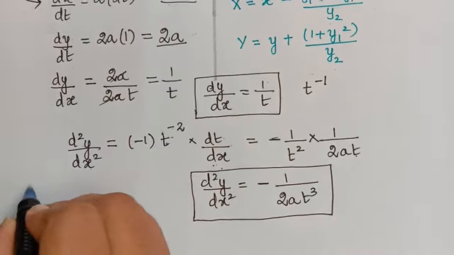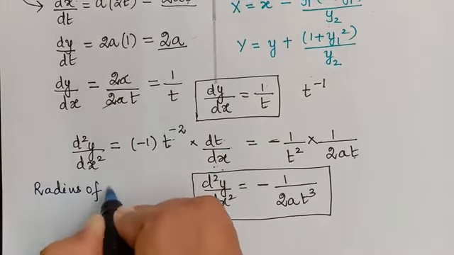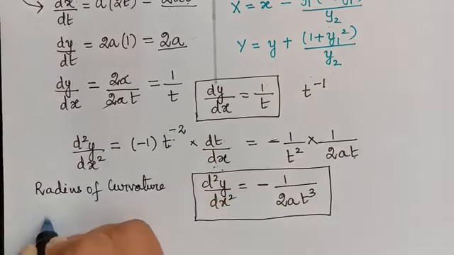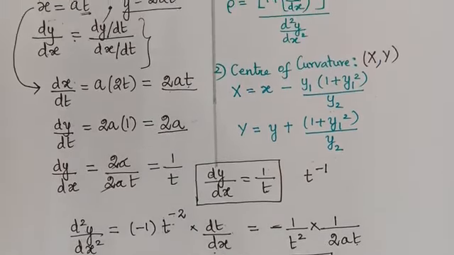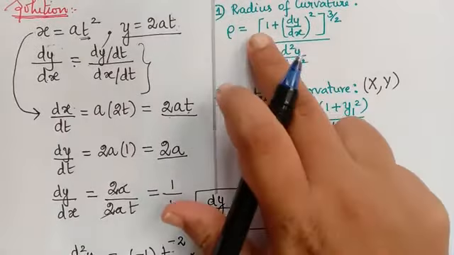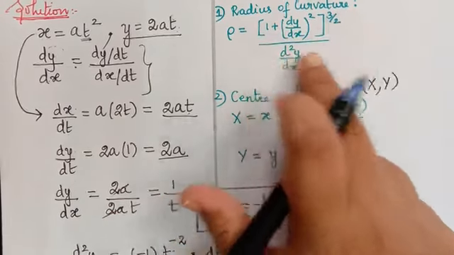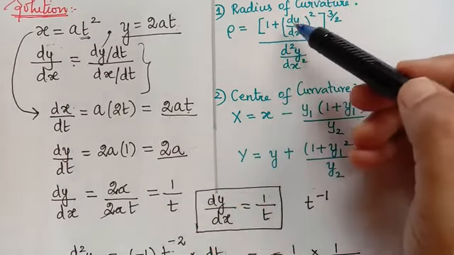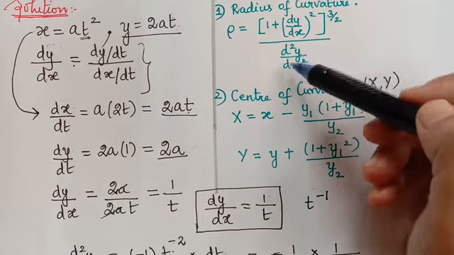So this is our d squared y by dx squared. Next we shall find the radius of curvature. So what will be the radius of curvature? It is given by the formula where rho is equal to, we have already written the radius of curvature formula here, that is 1 plus dy by dx the whole squared, whole to the power of 3 by 2, divided by d squared y by dx squared. Now we have found dy by dx and d squared y by dx squared, so we shall substitute here.